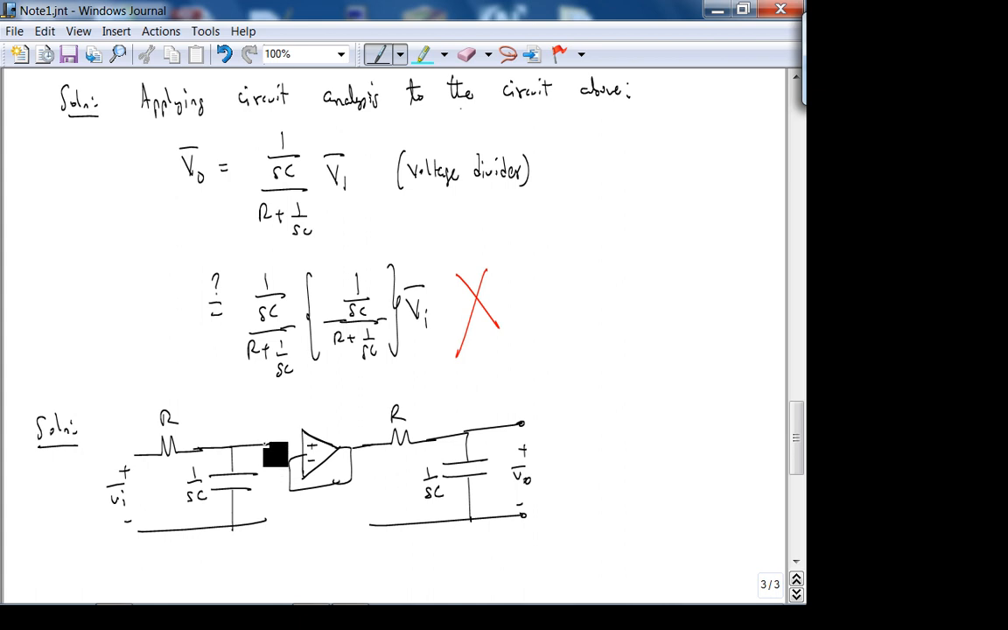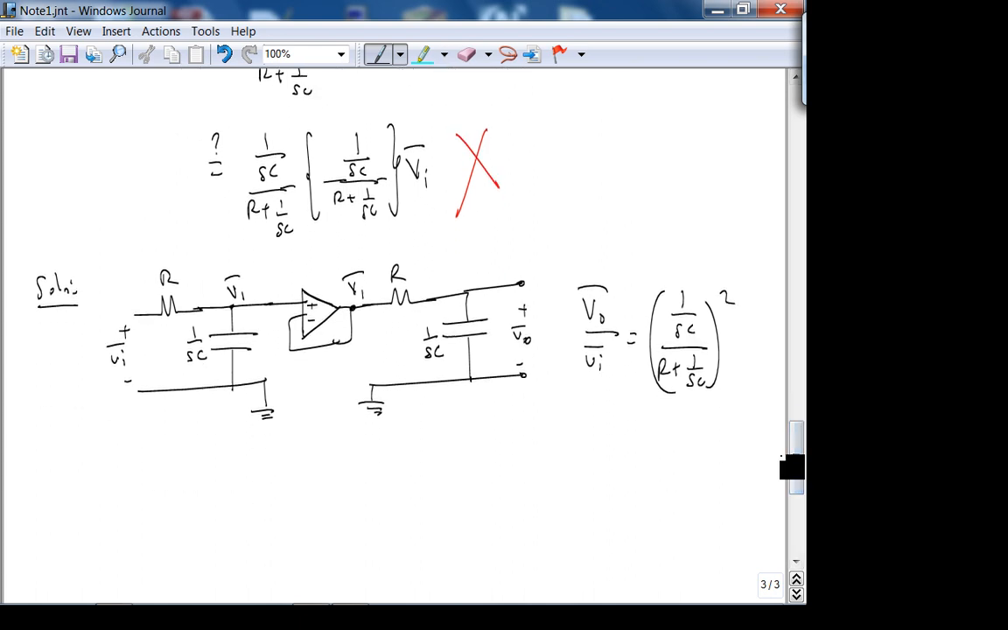So what is the topology of a buffer? Here is negative feedback. Yes, do that. These are all grounded. Now, since the current flowing in here is approximately zero, these two are in series. Well, these two are still in series. But the voltage here, we call this V1, assuming this op amp is in the linear region, this is also V1, and you necessarily get that V0 over Vn now is 1 over SC over R plus 1 over SC, squared. Is that clear? Okay. Any questions on this?